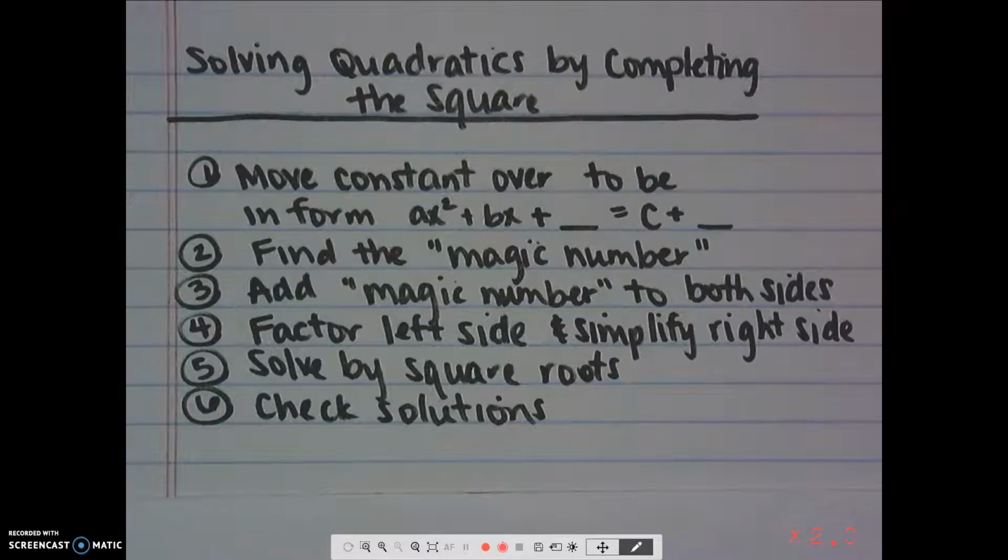Then we're going to add the magic number to both sides. The next step would be to factor the left side and simplify the right side. Then we're going to solve by square roots, and as always, we're going to check our solutions.